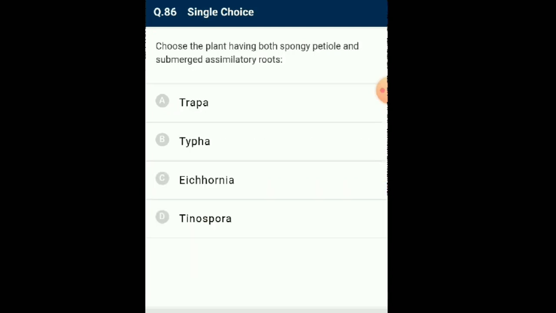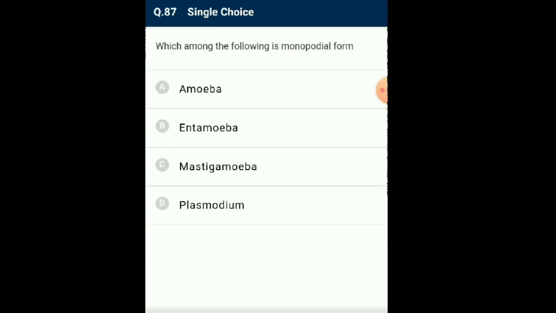Question number 86. Choose a plant having both spongy petiole and submerged assimilatory roots. Trapa develops parenchyma due to which the petiole becomes swollen and spongy, which helps the plant to float. Also, Trapa has submerged assimilatory roots which contain chlorophyll and synthesize carbohydrates from carbon dioxide and water. So the answer is option A, Trapa. Question number 87. Which among the following is a monopodial form? Entamoeba is an endoparasite and causes amoebic dysentery. It inhabits the upper part of the large intestine, that is the colon. Trophozoite has a finger-like pseudopodium which helps in feeding and irregular movements. The presence of only one pseudopodium makes it a monopodial form. So the answer for this question is option B, Entamoeba.